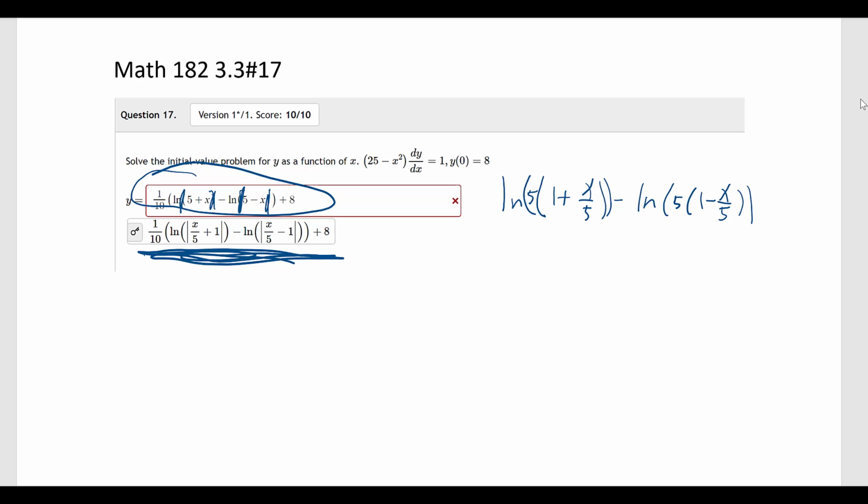I would have rearranged this part to match with this over here. I'm probably getting a little too far afield, but you end up with like a natural log of 5 plus natural log of 1 plus x over 5, do absolute values, and then minus natural log of 5 minus natural log of 1 minus x over 5. So that these go away, so it becomes equivalent in the end. So that's some backstory stuff that you may or may not care about.